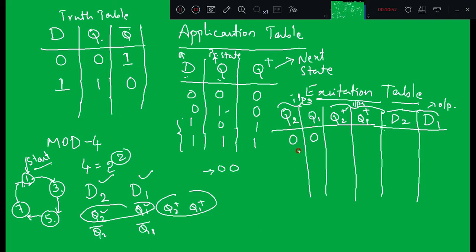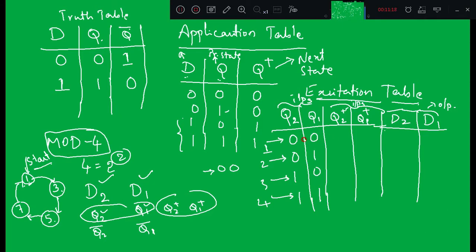Since I have two inputs, I can write 4 combinations: 0 0, 0 1, 1 0 and 1 1, right? So this is mod 4 counter. You just count the numbers, start from 1, this is 2, this is 3, this is 4. These are the actual count values. Hence it is called mod 4 counter. The mod 4 counter has a total of 4 state values.